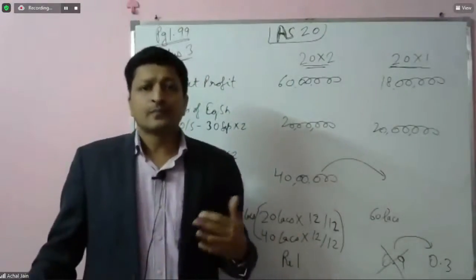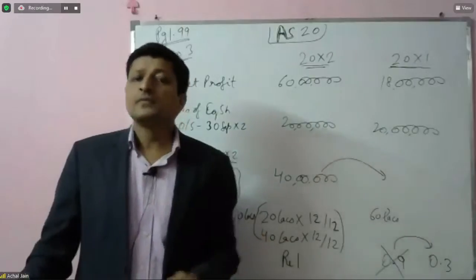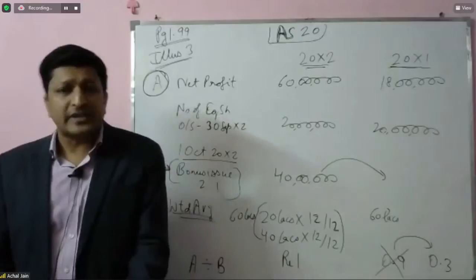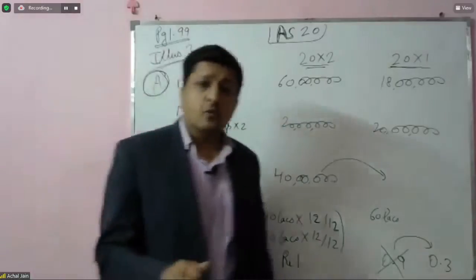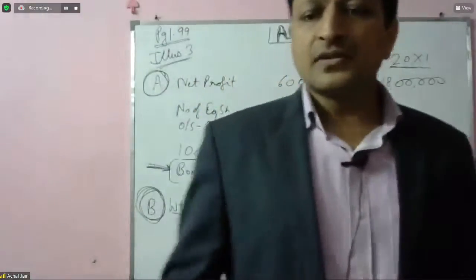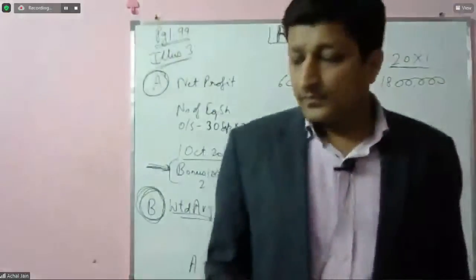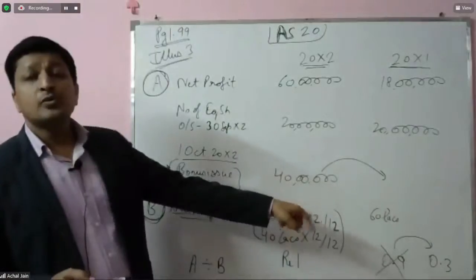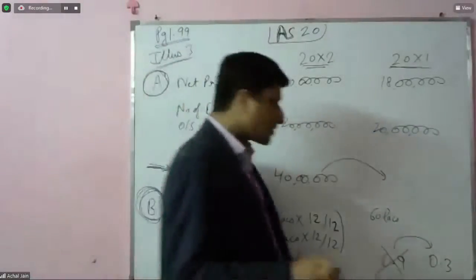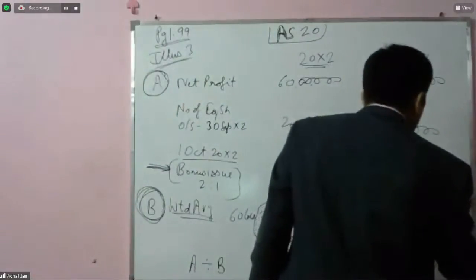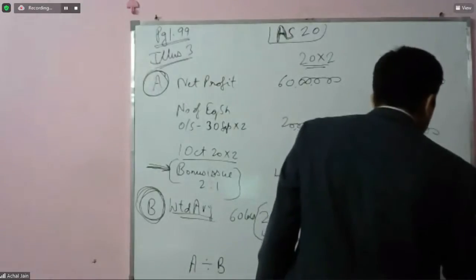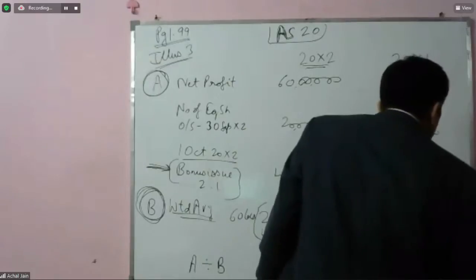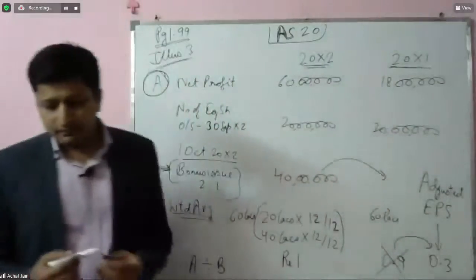Yes or no? Clear? So this is about the adjustment of EPS that we are required to make whenever there is a bonus issue. And this EPS which you compute for last year, I am talking about this one, is called adjusted EPS. This is also called restated EPS.